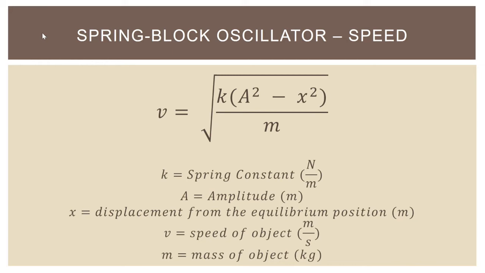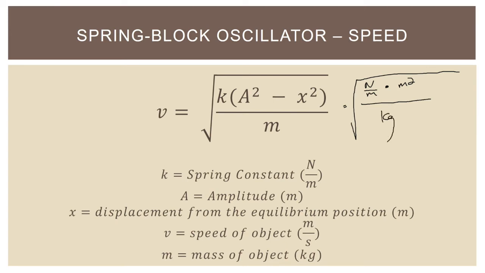Of course, k is measured in units of newtons per meter. The amplitude and the displacement from the equilibrium position are measured in meters. Speed is measured in meters per second. And m is the mass of the object measured in kilograms. If you actually put these units together, looking at this equation, you'll see it does, in fact, give you units of meters per second, because we have newtons per meter times a squared minus x squared, which is going to give us units of meters squared.